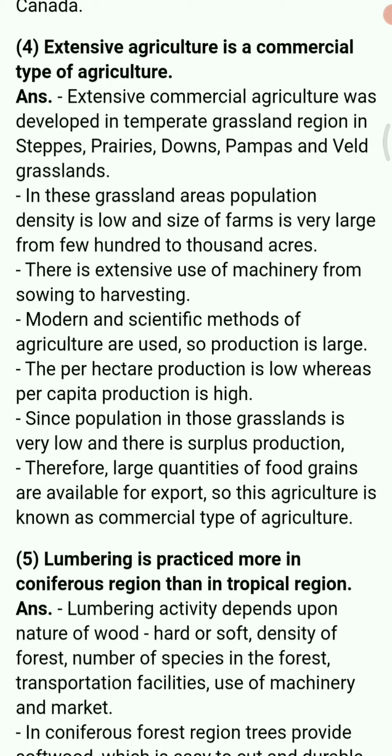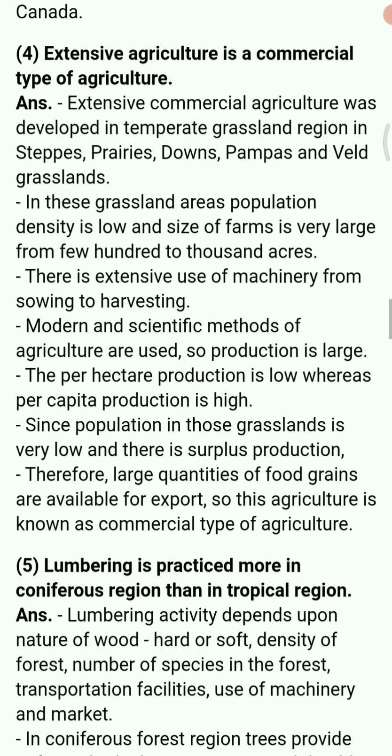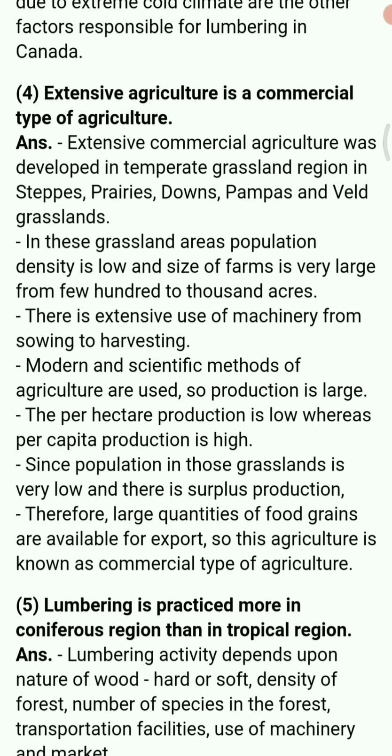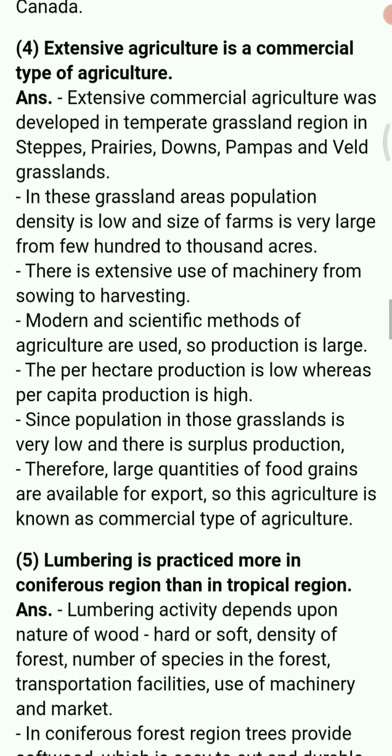Here you have a large amount of yield, a large amount of machineries are used, modern techniques, scientific methods are used here. Per hectare production is low, whereas per capita production is very much high. So these are the specialities.